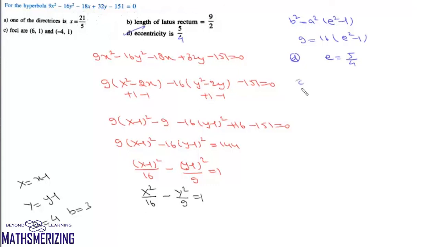Now focus is at plus minus ae comma 0. So capital X equals plus minus ae and capital Y equals 0. Capital X is x minus 1 and this is plus minus a into e. So a into e is simply 5, and capital Y is y minus 1 equals 0. If we take the plus sign, we'll get 6 comma 1, and if we take the minus sign, then we'll get minus 4 comma 1, and that's your option C.